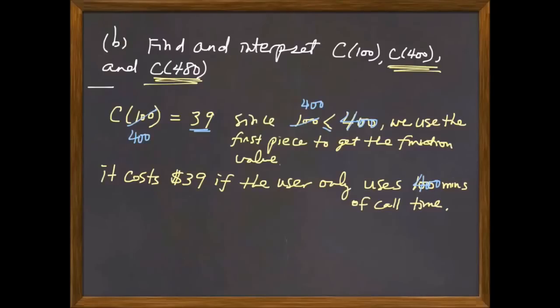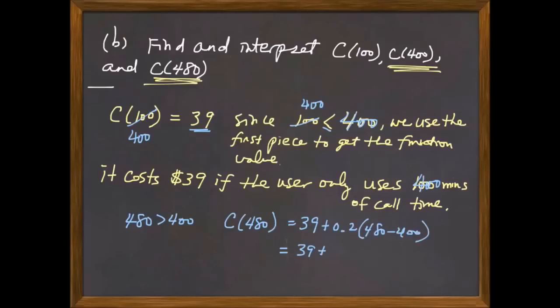Now for 480, well, that's a different story because 480 is actually greater than 400, which falls in the domain of the second function. So we should actually use the recipe from the second piece to do this calculation. So C of 480 is going to be 39 plus 0.2 times 480 minus 400. And this evaluates out to 39 plus 16, which is 55. So what this means is that it costs $55 if the user uses 480 minutes of call time.